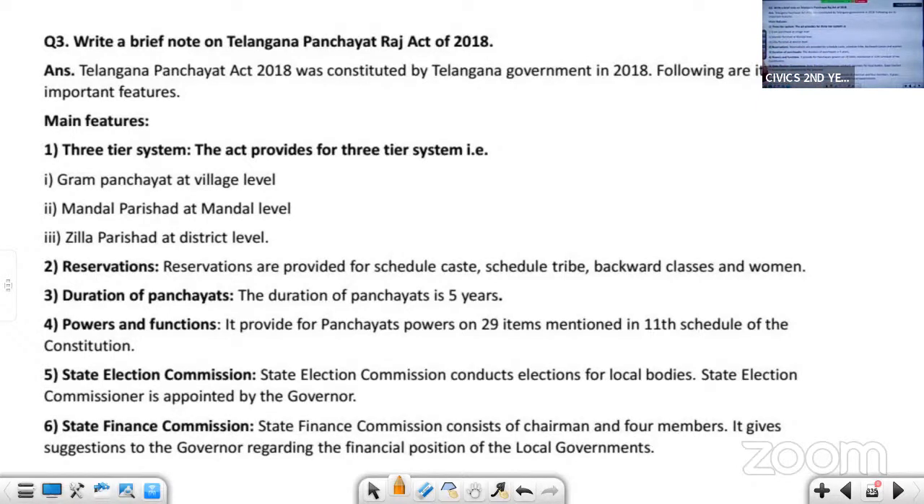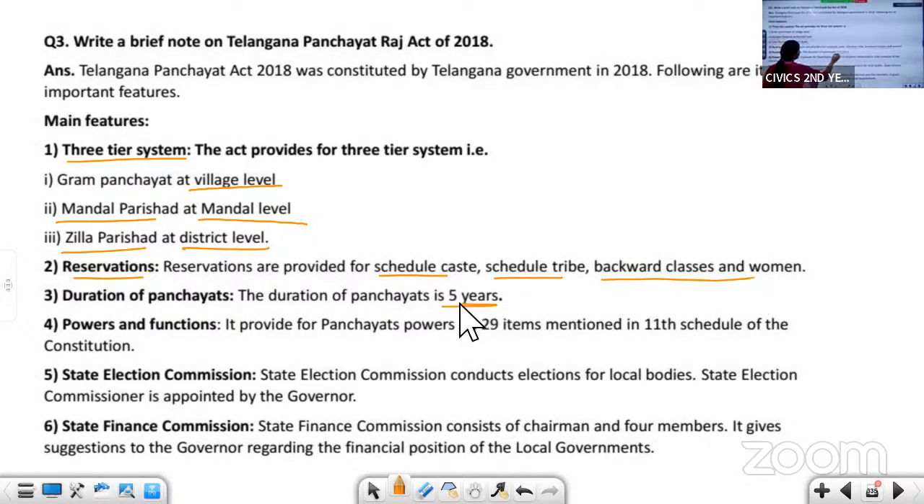So if you see the first point, we have a 3-tier system: Gram Panchayat at village level, Mandal Parishad at Mandal level, Zilla Parishad at district level. It has a 3-tier system. Then there is reservation for scheduled caste, scheduled tribe, backward classes and women.